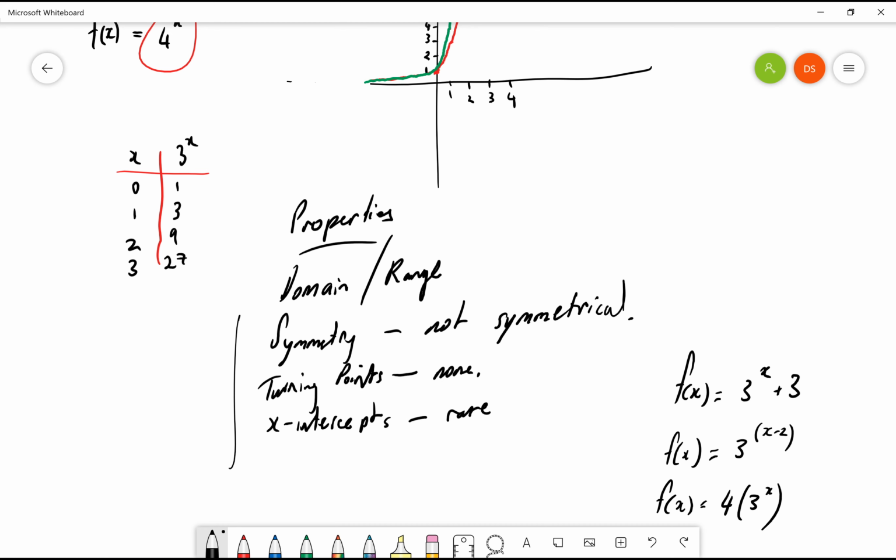And yes, there can be a scale, but we will talk about that another day. Every point is scaled up by 4. But I don't want to focus on that so much. I sort of just want to look at the fact that exponentials are not symmetric, have no turning points, and x-intercepts are rare unless some weird stuff happens. And that's kind of interesting for us.